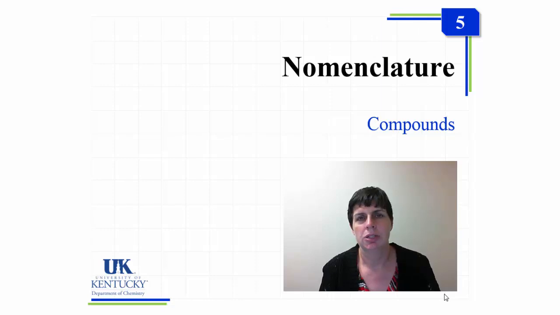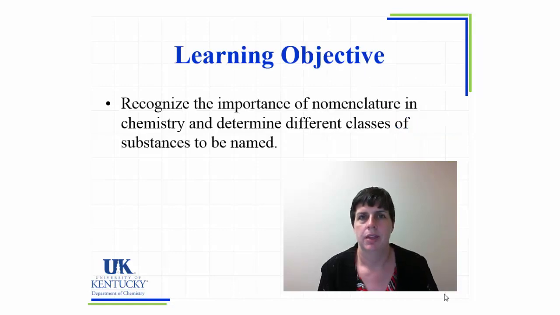In this module, we will talk about nomenclature, or the systematic rules we use for naming compounds. By the end of this module, you should recognize the importance of these rules and be able to divide compounds into different classes that we will then learn how to name in future modules.